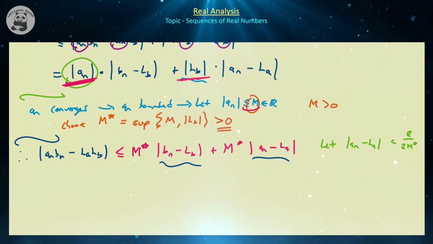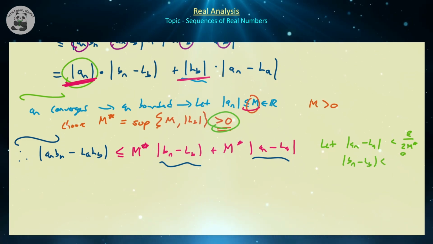Because if the distance is less than epsilon, it's less than epsilon divided by some positive number, right? And it's positive because the supremum is strictly positive, right? So we're going to let an minus L_A be less than that positive number that's arbitrarily small, because we control that epsilon. And we also have that bn minus L_B is going to be less than some arbitrarily small number. Let's choose it to be epsilon over 2M star as well.